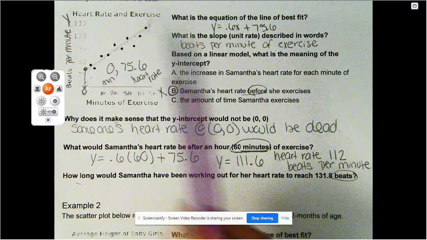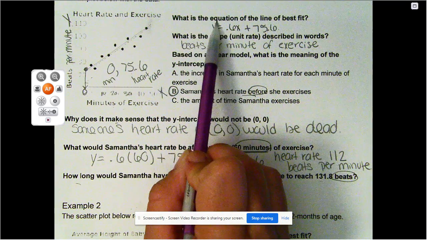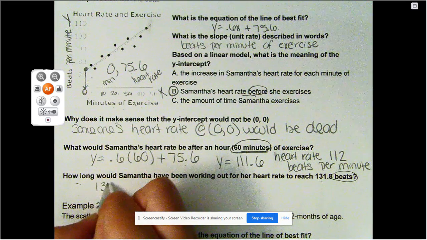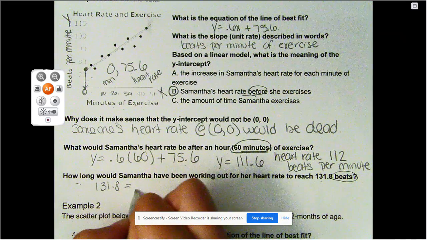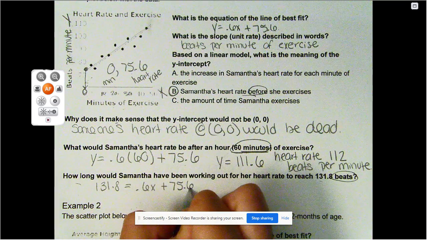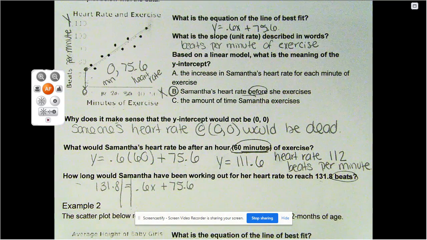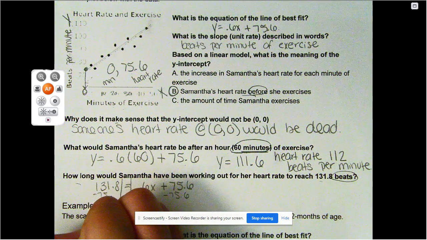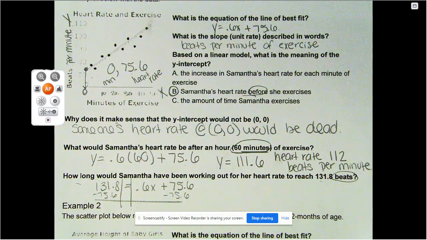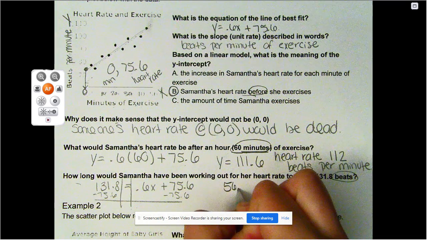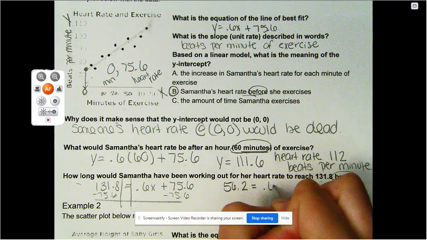So 131.8 is going to go in for my Y value instead. So 131.8 equals 0.6 X plus 75.6. So solving our basic equation, you're going to need to subtract 75.6 from each side. 131.8, 75.6 minus that, and you get 56.2 is equal to 0.6x.